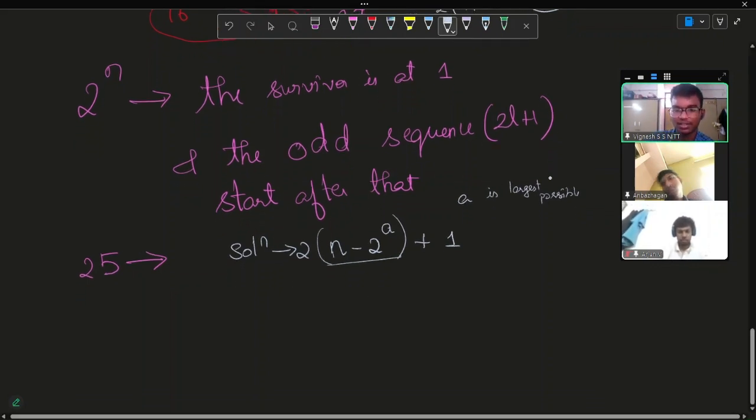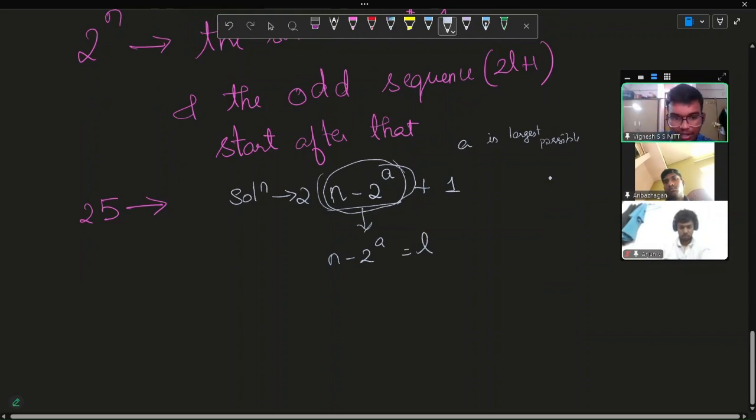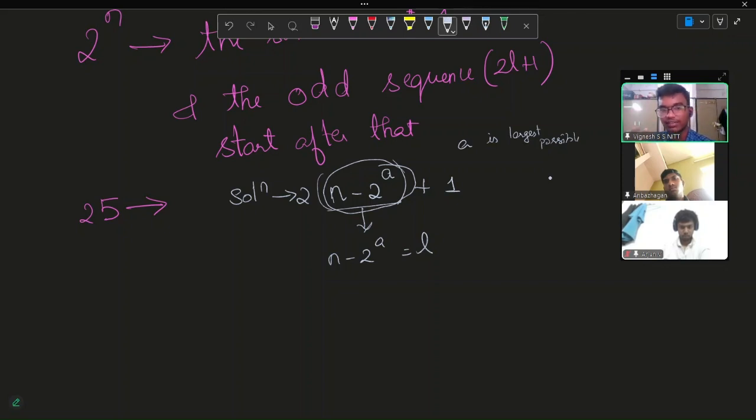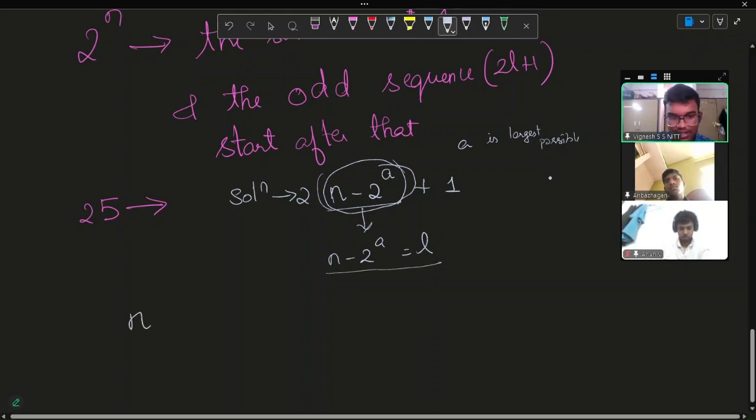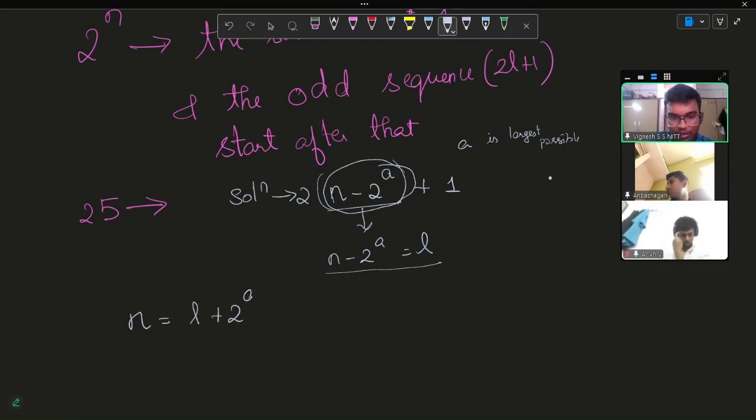To make it more mathematical, we will define n minus 2 power a as a term, so n minus 2 power a is equal to l. I am doing this so that anyone can put this in a formula and get the answer. We should not write a as largest in the formula. So a number n should be written in the format of 2 power a plus l. If you get 25, you write it as 16 plus 9, where 16 is 2 power 4.